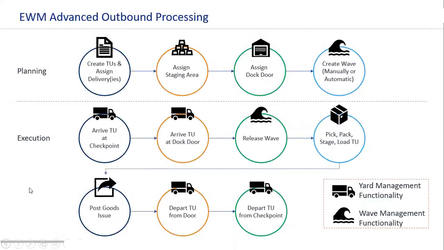So this is just an overview of the flow for advanced outbound processing. Obviously with the advanced bit, the difference between this and just normal EWM outbound processing is you've got a lot of transportation unit interaction with it. So you've got the planning part at the top where the TU's been assigned and create delivery. It's assigned to the staging area, assigned to the dock door, and then we can create the wave. And then it's the actual execution bit alongside it where the TU arrives at the checkpoint, arrives at the dock door, you actually release that wave that's been created. Pick, pack, stage, load, post goods issue, and then the trailer departs.